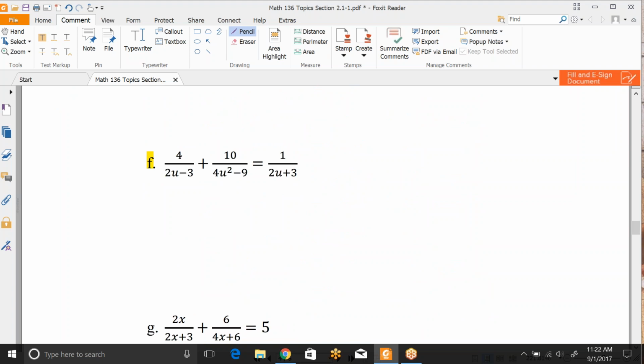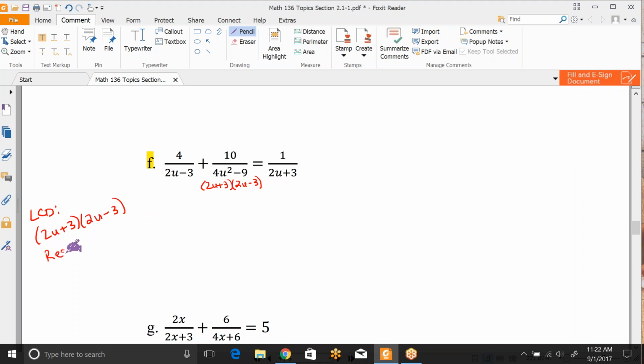Now part F has u is what we're solving for, and it's in the denominator. So we need to first factor all the denominators. So this one's already factored. This is 2 perfect squares, so that's a 2u plus 3 and a 2u minus 3. And this one's already factored. So it looks like our common denominator is going to be 2u plus 3 and 2u minus 3.